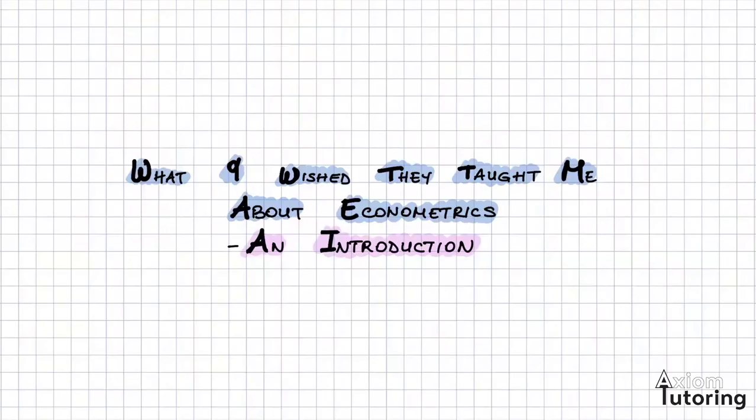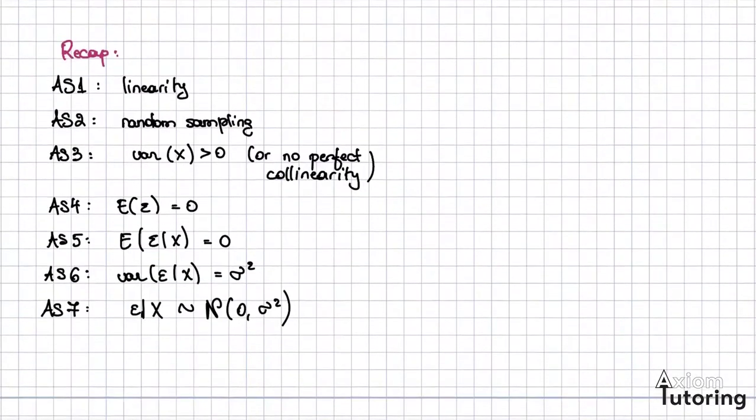This is the final video in the series on the assumptions and the statistical properties of OLS, and after this we'll be diving into exercises. So let's pay attention one last time to what the consequences of the assumptions are and what they mean for us when we do econometrics. As a small recap, these are all the assumptions that we have seen.